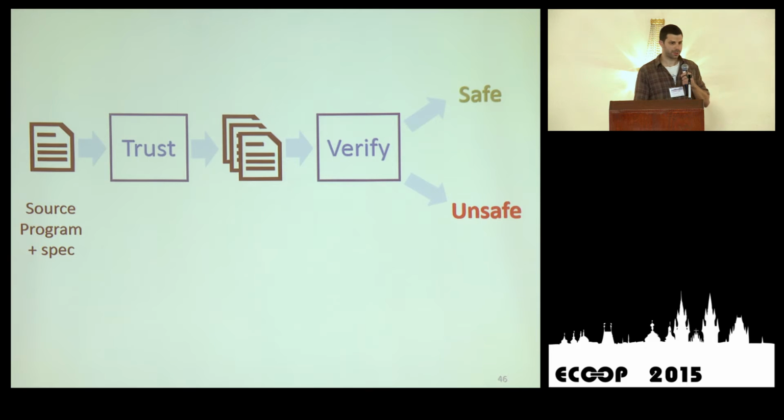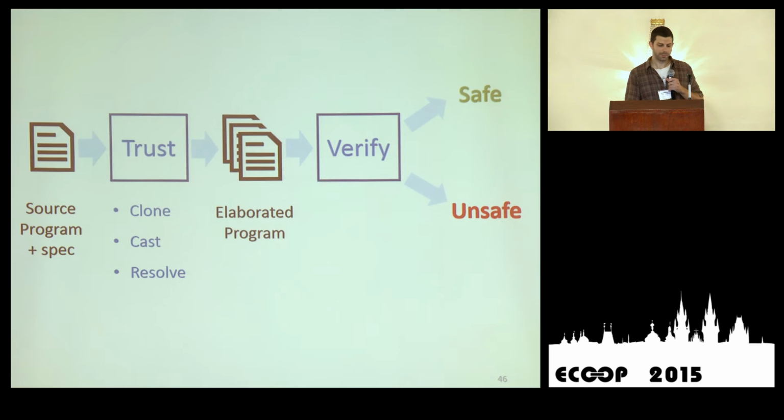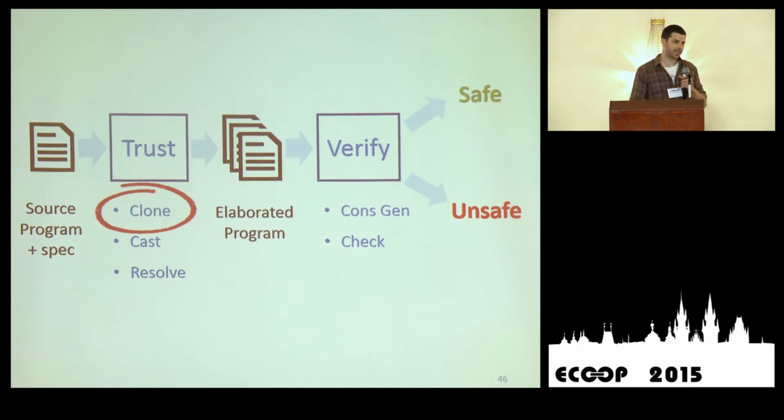And the two parts of the approach are called trust and verify, each containing several sub-steps. The output of the trust phase is an elaborated program that we'll describe soon. And the verify phase also has some steps itself. So we'll start off with the first step of the trust phase, which is the cloning.